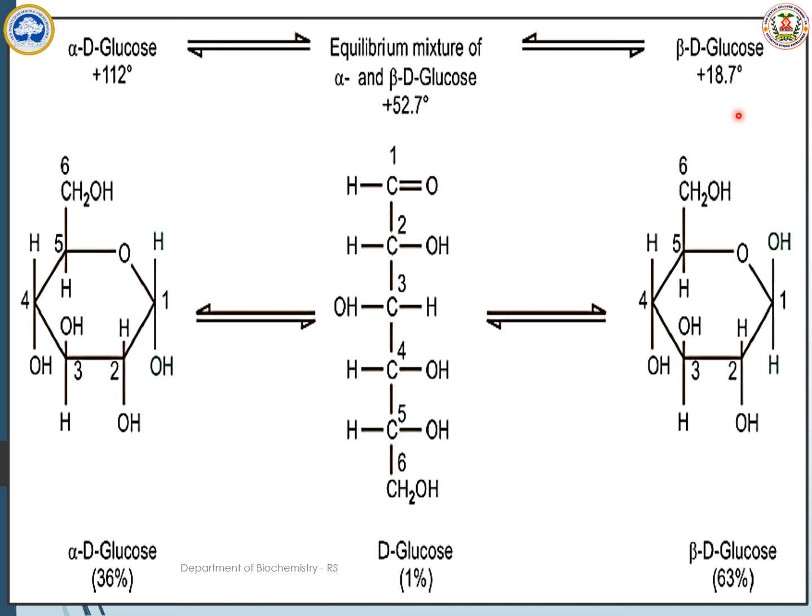When you estimate the amount of glucose present in the solution, beta D-glucose was found to be in higher concentration, which is 63%, followed by alpha D-glucose, which is 36%, and the open form of D-glucose, that is 1%, which is a negligible amount.